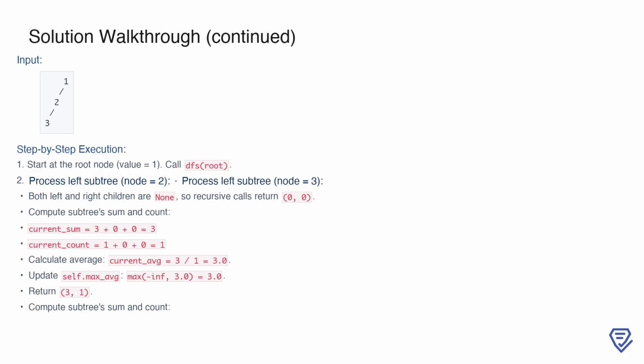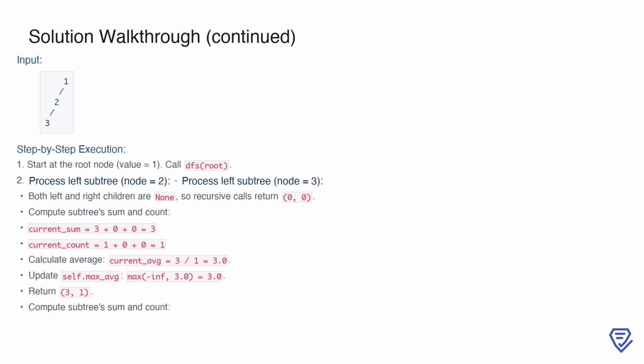Next, we consider a skewed tree where each node only has a left child. The root node has a value of 1, and its left child is 2, which in turn has a left child of 3. Starting at the root, we first process the left subtree rooted at node 2.